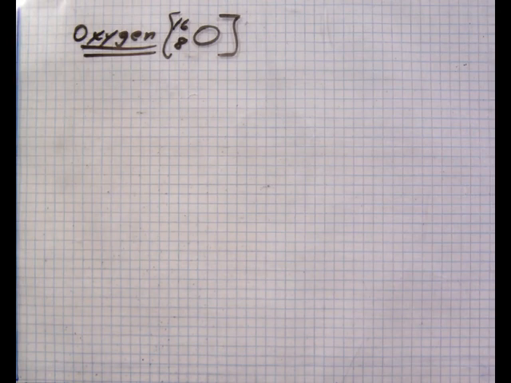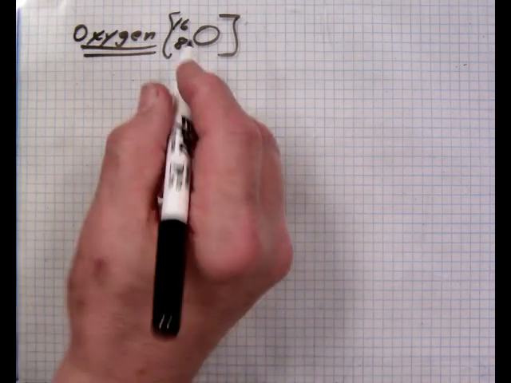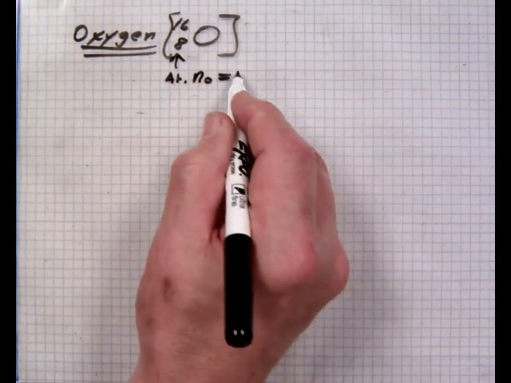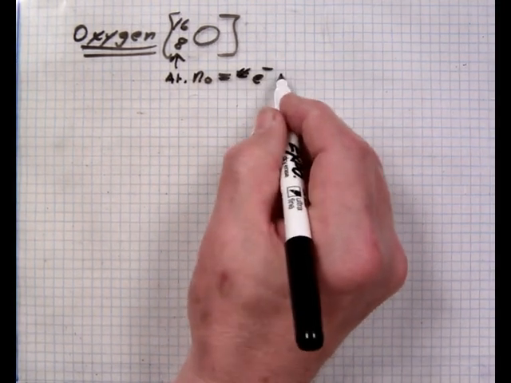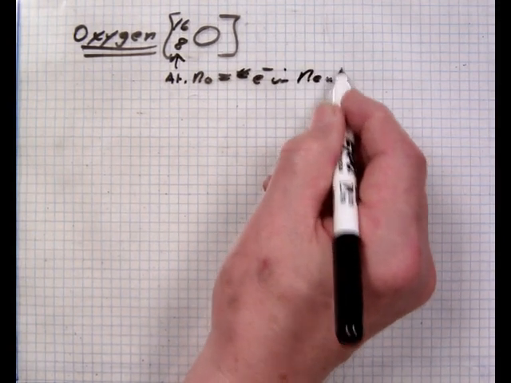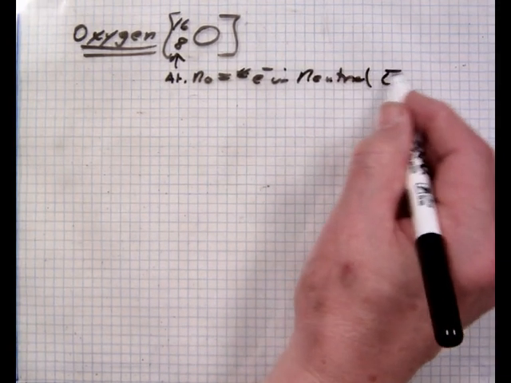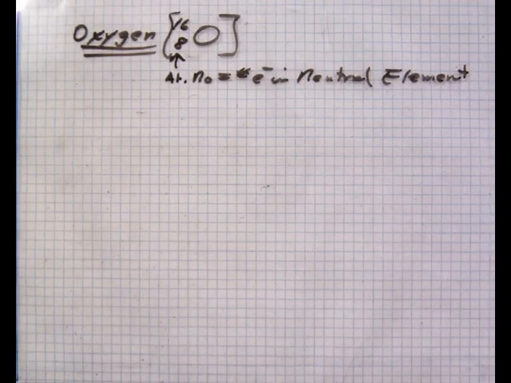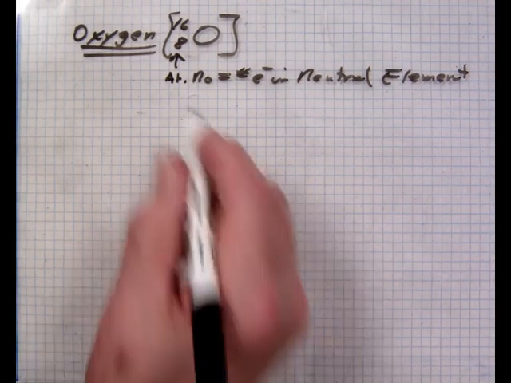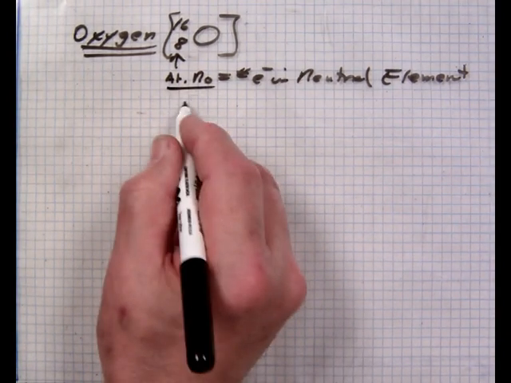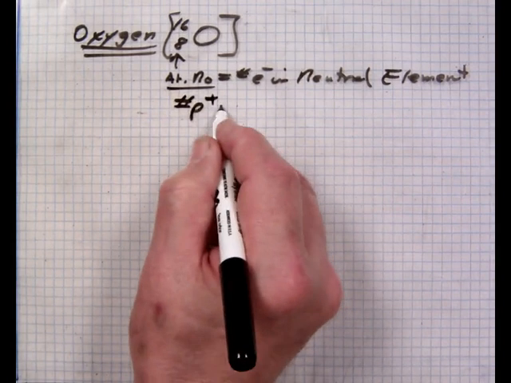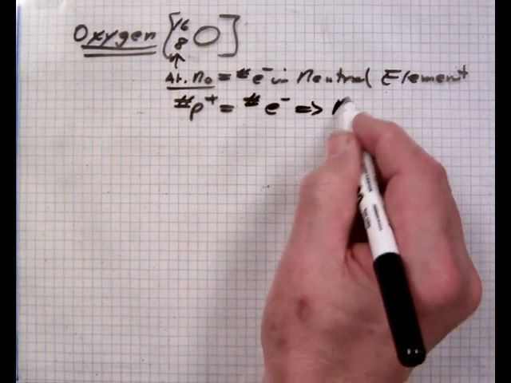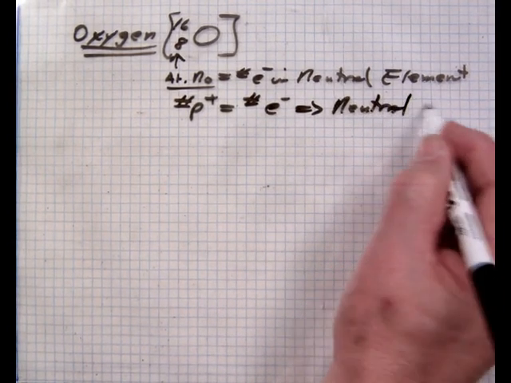So you go to oxygen, you find the atomic number. This is the atomic number, and that equals the number of electrons in a neutral element, because that's also the number of protons in the element. So the atomic number, being the number of protons, has got to be equal to the number of electrons to give a neutral element.